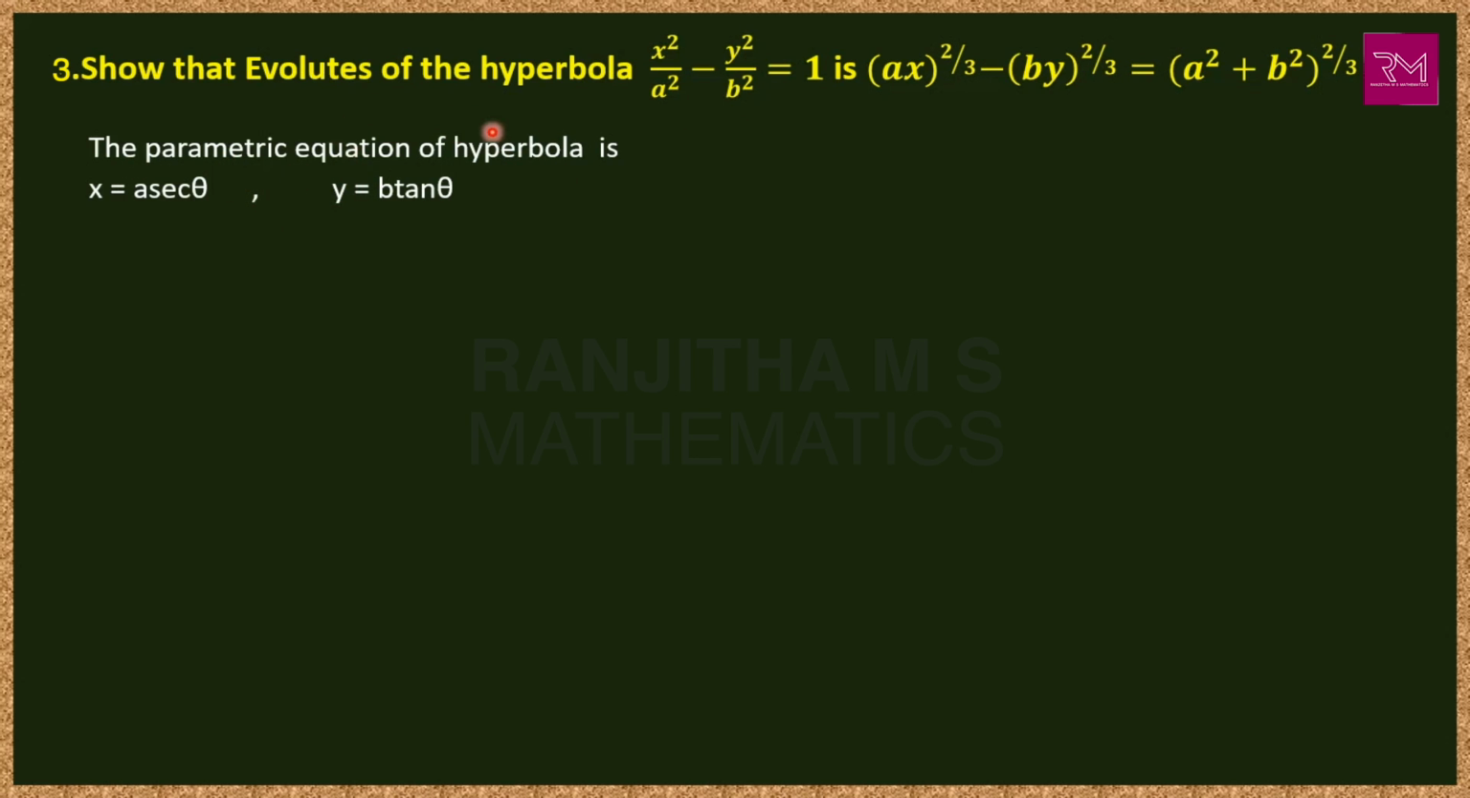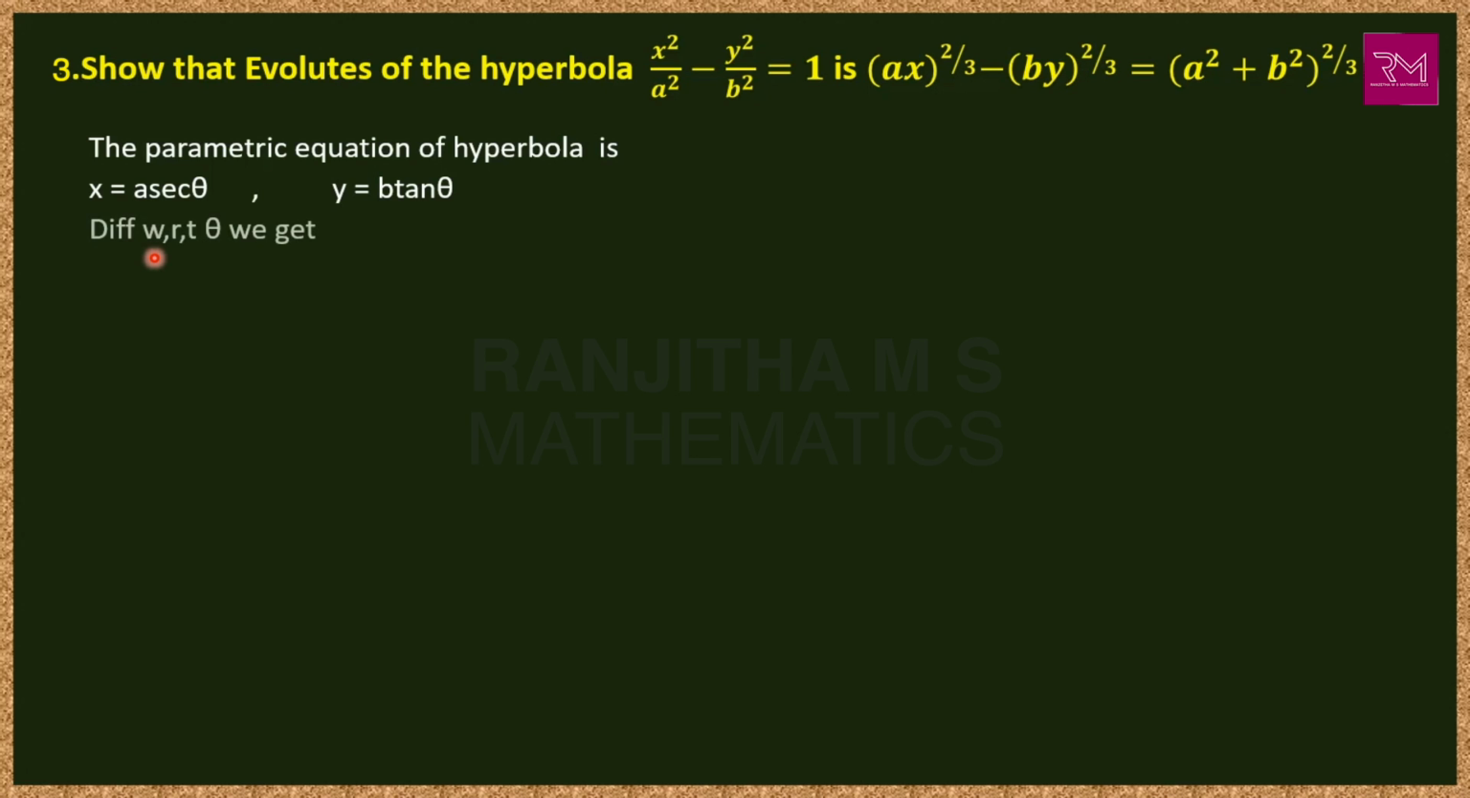Here, to find the evolutes of hyperbola, the parametric equation of hyperbola is given by x equal to a into secant theta and y is equal to b into tan theta. The procedure will be same for both ellipse and hyperbola. First step, we have to take the parametric equation of hyperbola as x equal to a into secant theta and y is equal to b into tan theta.